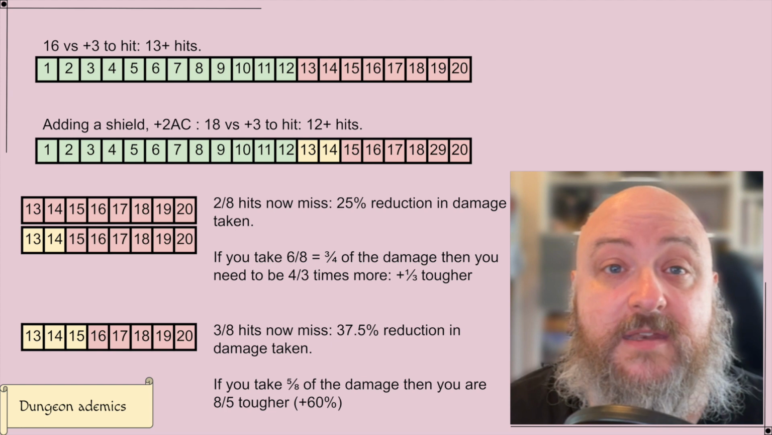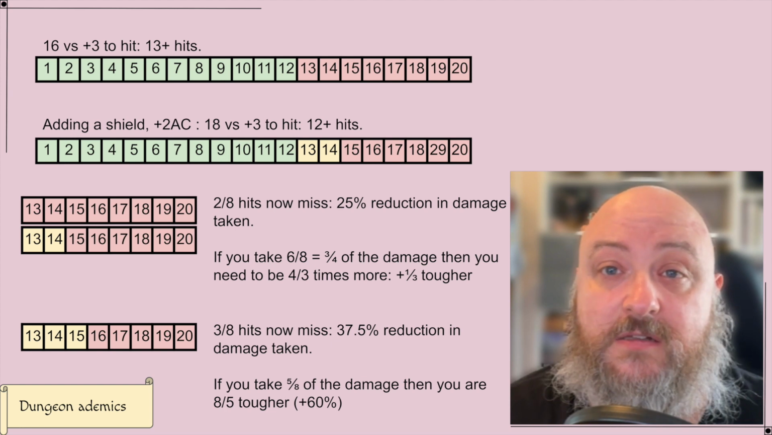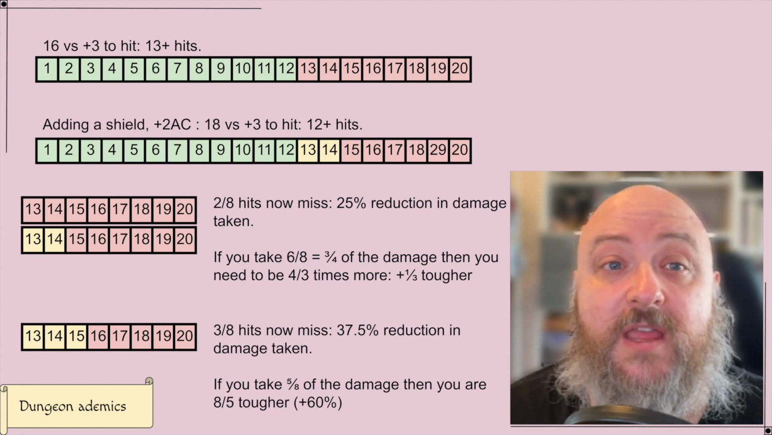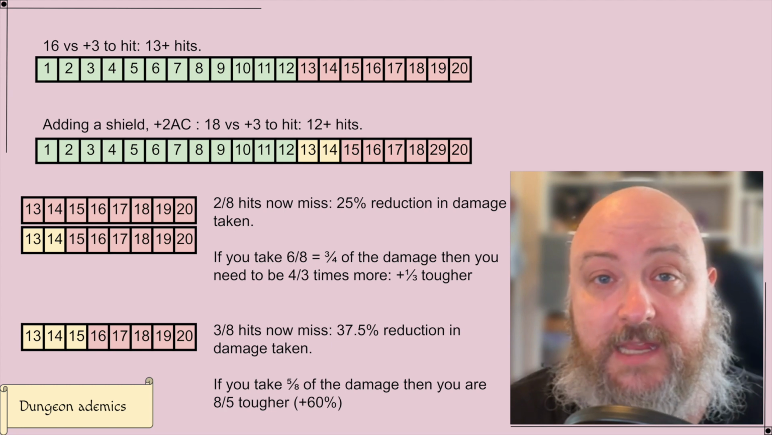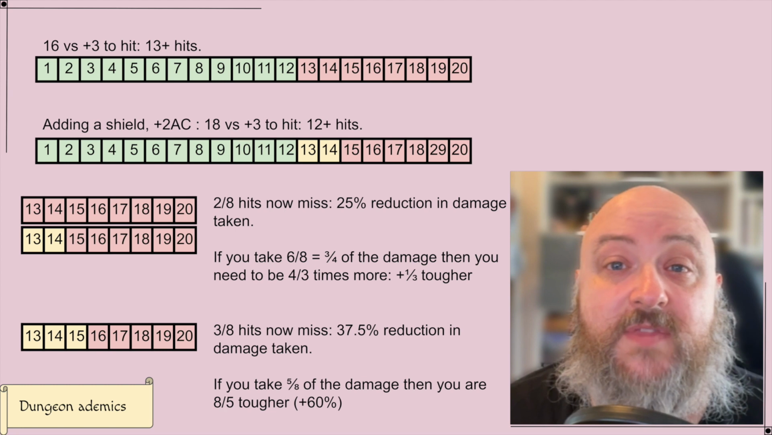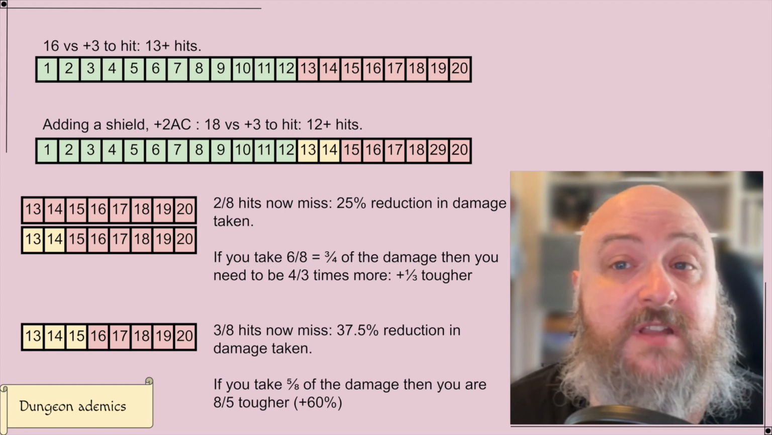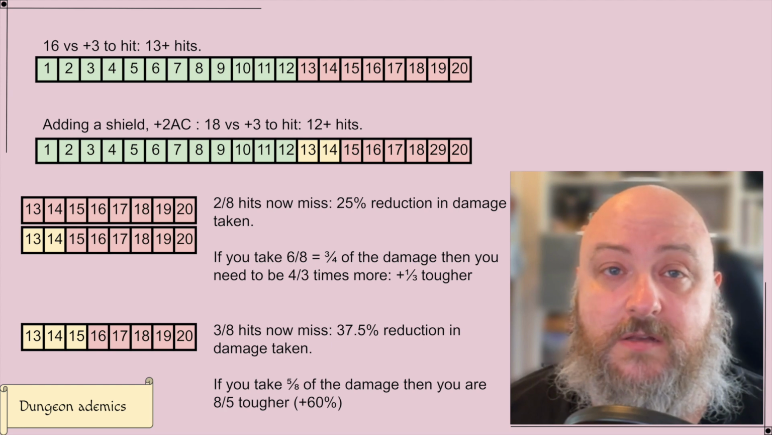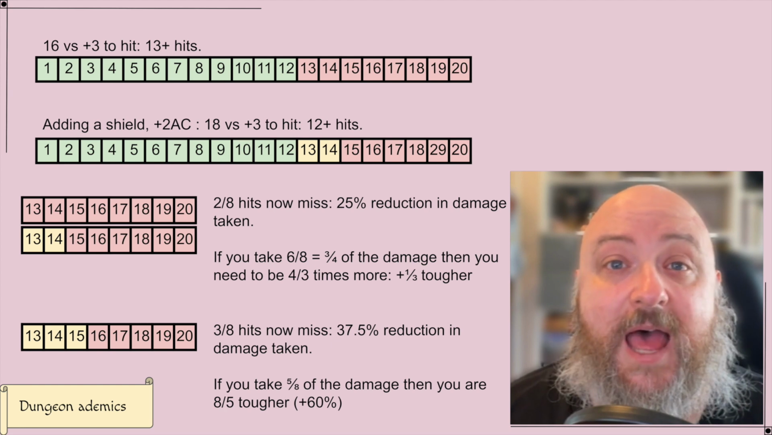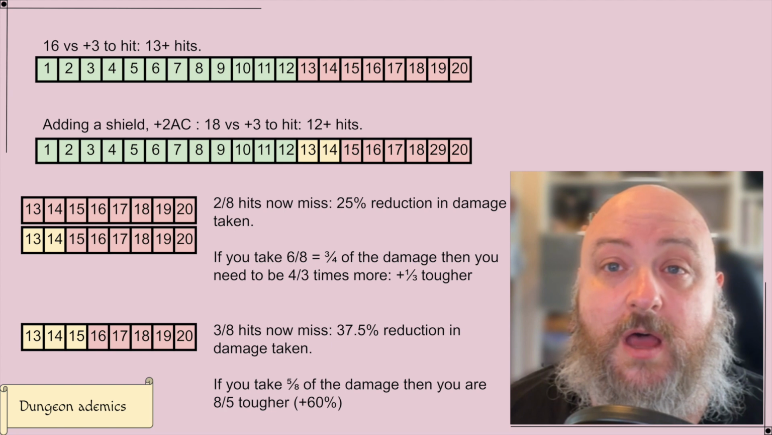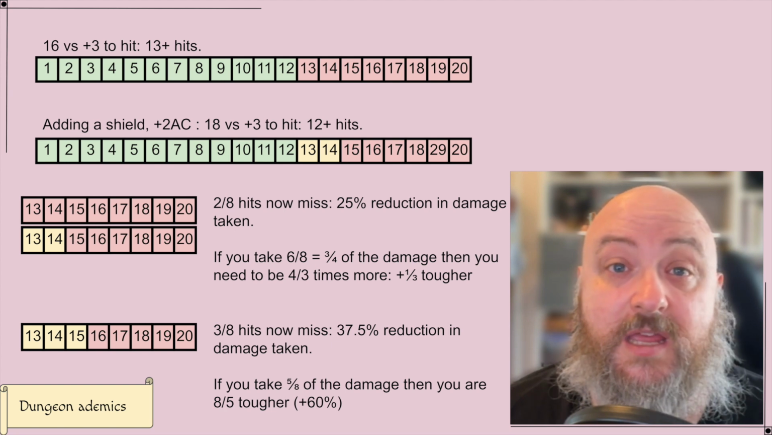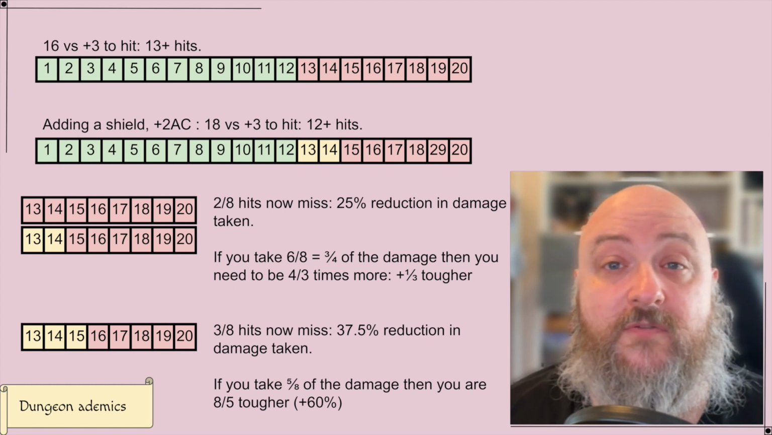On the other hand, if we took the defense fighting style, the increase in AC to 19 means that now only 5 attacks land out of the original 8. Taking 5/8 of the hits means we are 8/5 tougher, an increase of 60%. This sounds like a lot, and it is. Adding 3 to an already good armor class makes an exceptional armor class. An armor class, it turns out, is a bit of a drug for players.